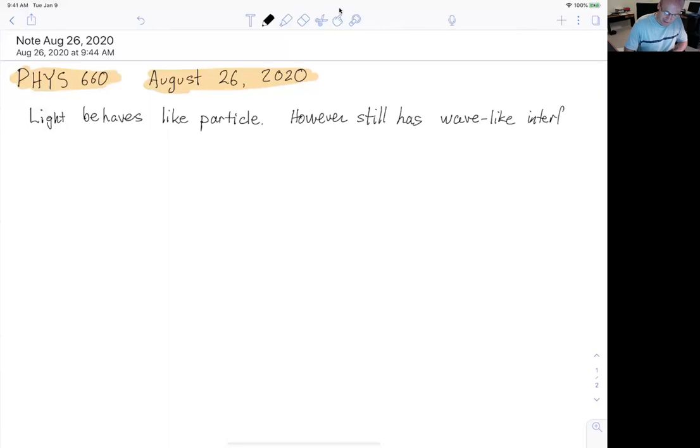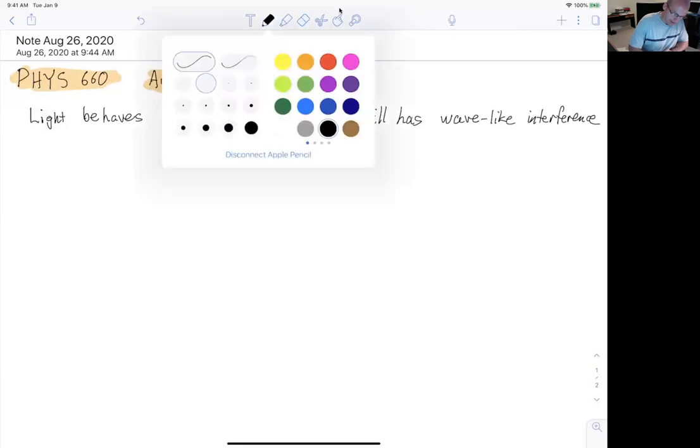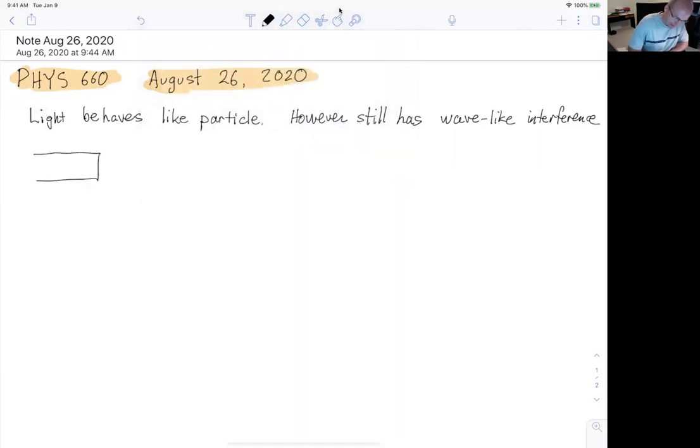And just as one example of that, if you have a light source, and you have some screen with some slits in it. This is the classic interference experiment. And you have some other screen here that's the detector screen. So this is a screen with holes. And then you send in, say, some red light.